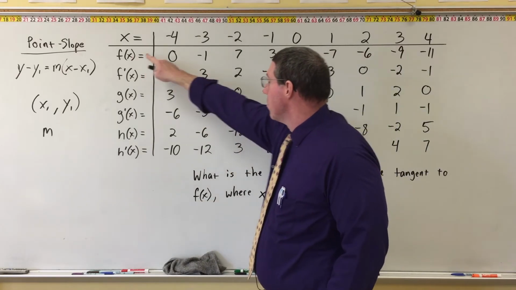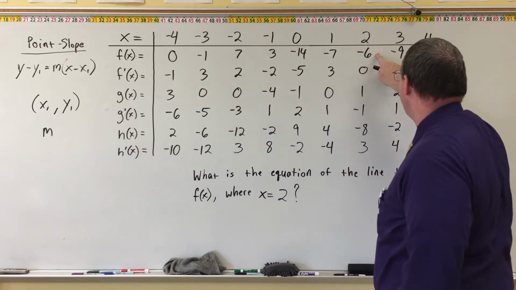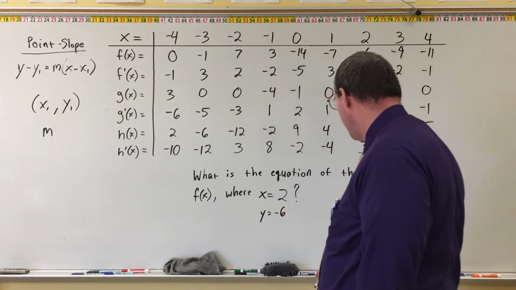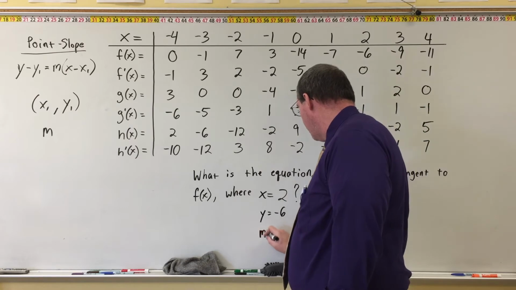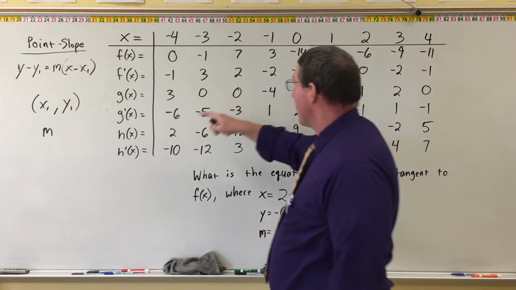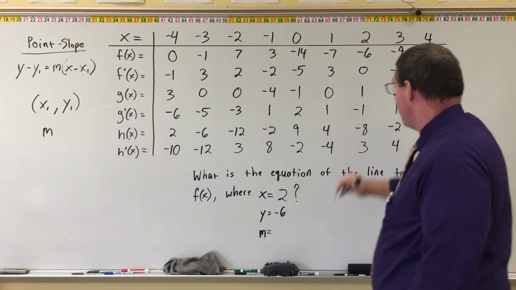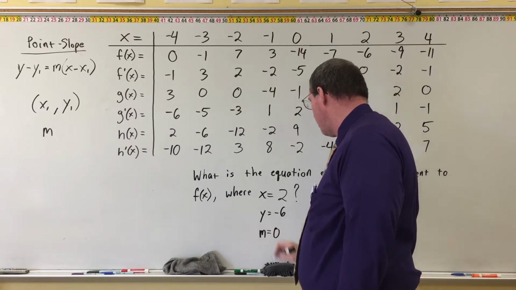So here's f of x. Let's go over to 2. Output value is negative 6, so that means that the y value is negative 6. And now we just need a slope. So slope, that's f prime of x, where x is equal to 2, and we can see that the output is 0. So the slope is 0.